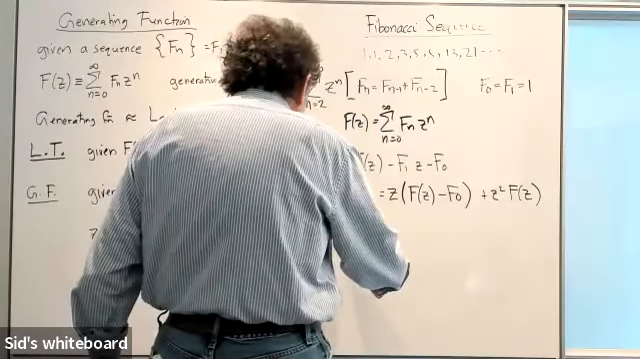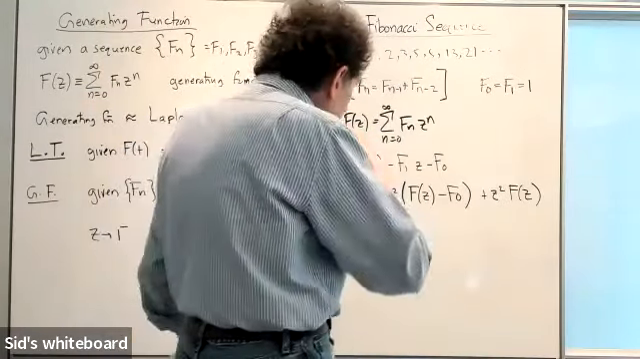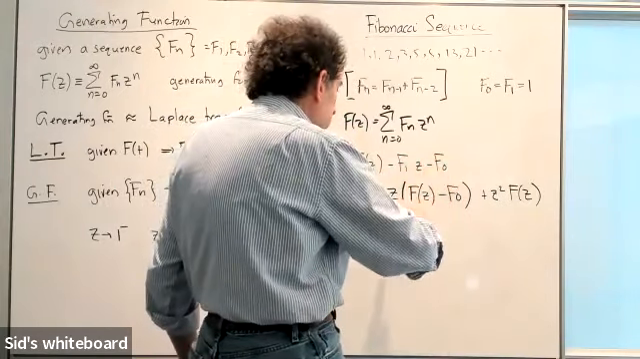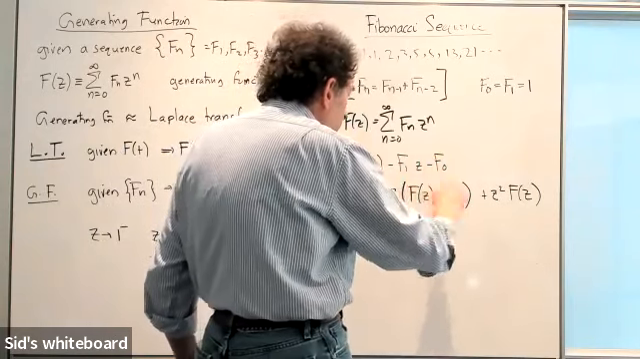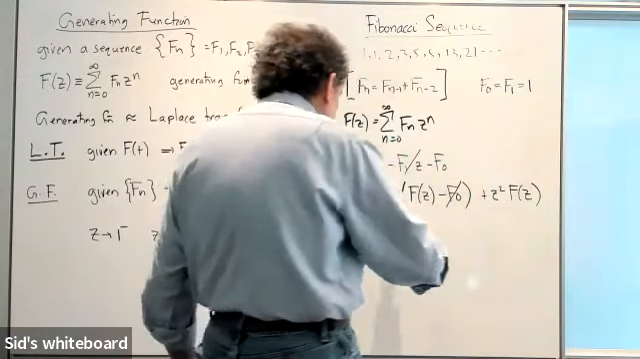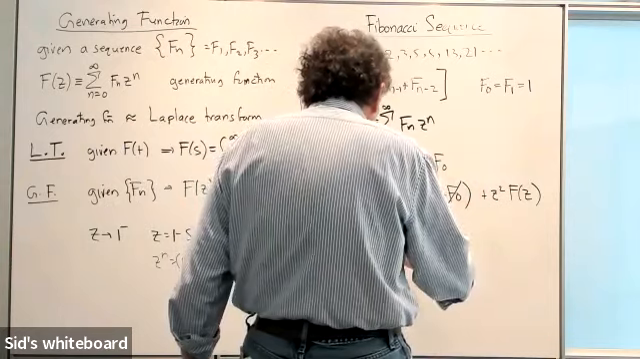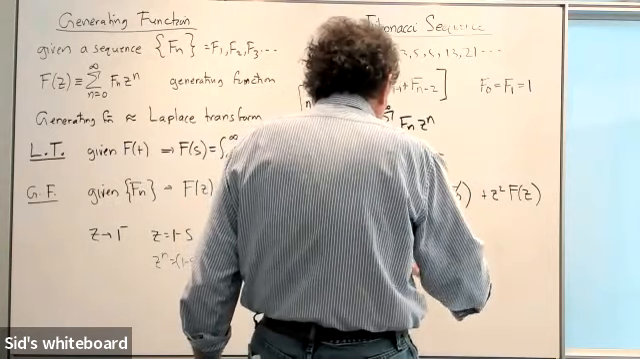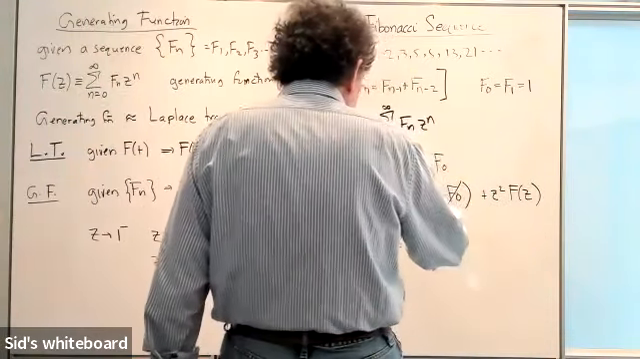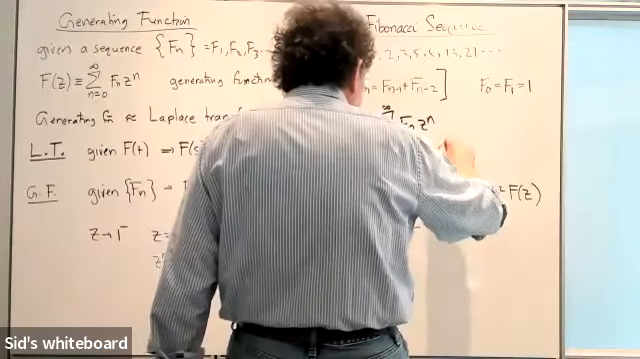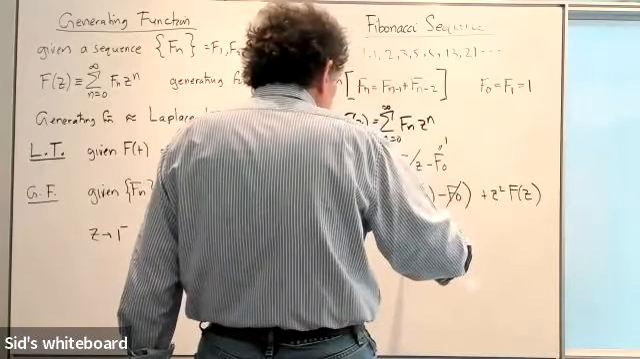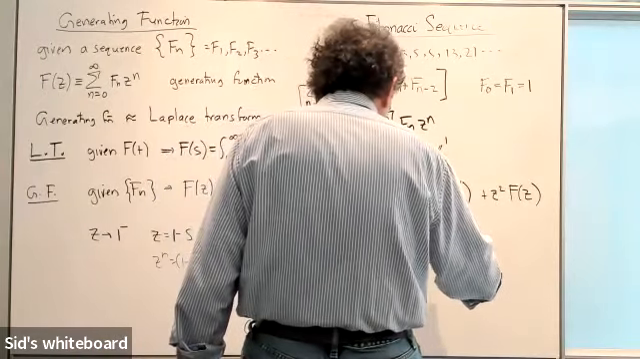So we have f(z) is equal to. First point is F_1 is 1, F_0 is 1, and here I have z F_0, which is also 1. So this term cancels that term, and F_0 is 1. And so with just some simple algebra, this is equal to 1 over 1 minus z minus z squared.